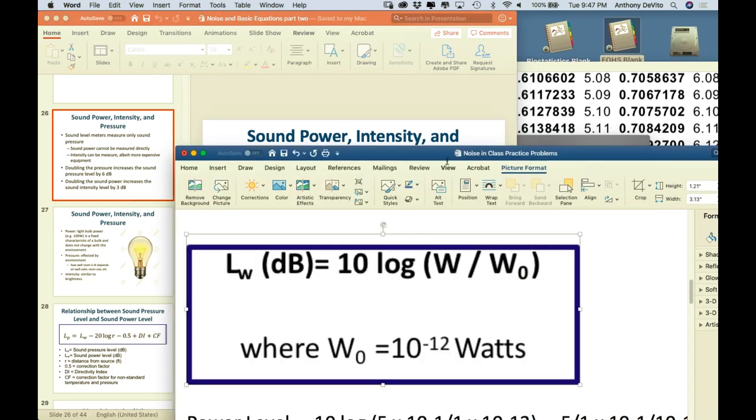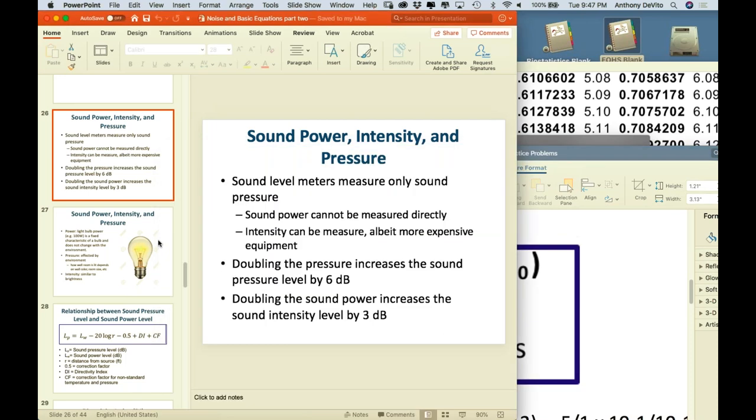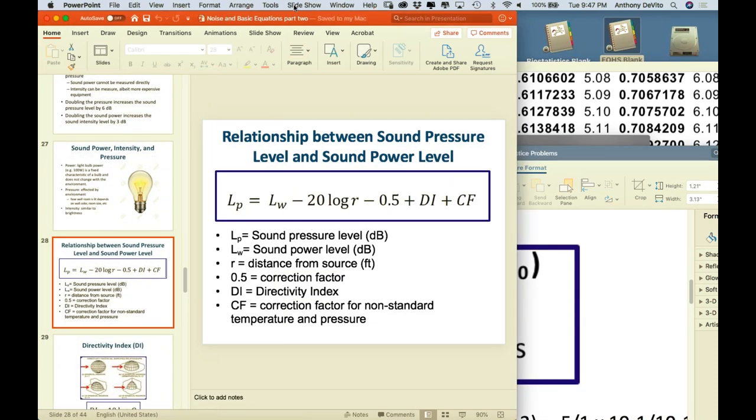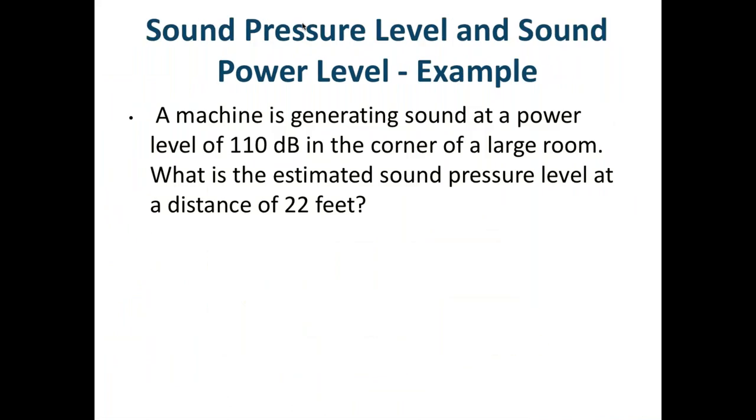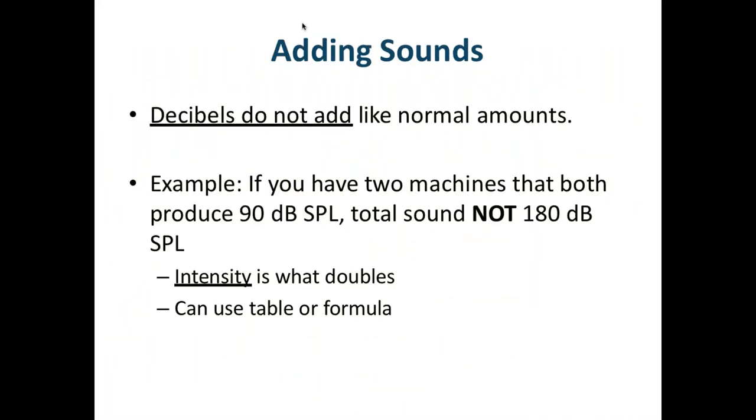Okay, so let me finish up. Let me just go quickly through these slides now, so we can get out of here. We got through all the examples anyway. So what's the long and short of this? Decibels don't add like normal amounts, because they're logarithmic functions. If you have two machines that are both producing 90 decibels, they don't add up to 180 decibels. Obviously, that would be a big problem, wouldn't it?